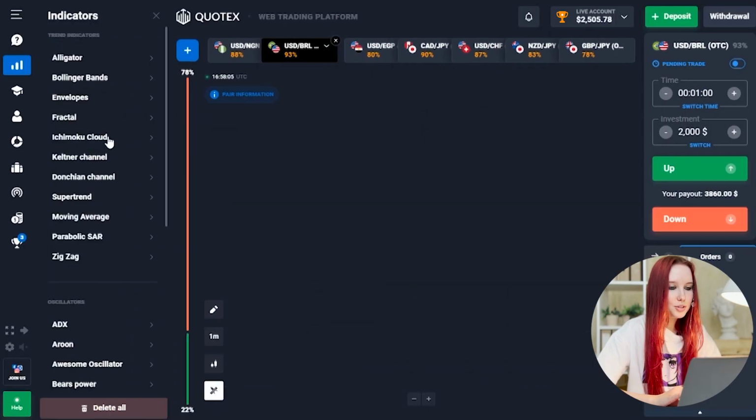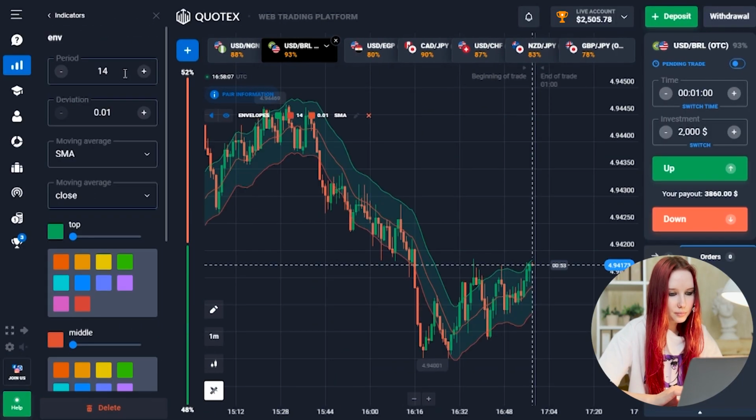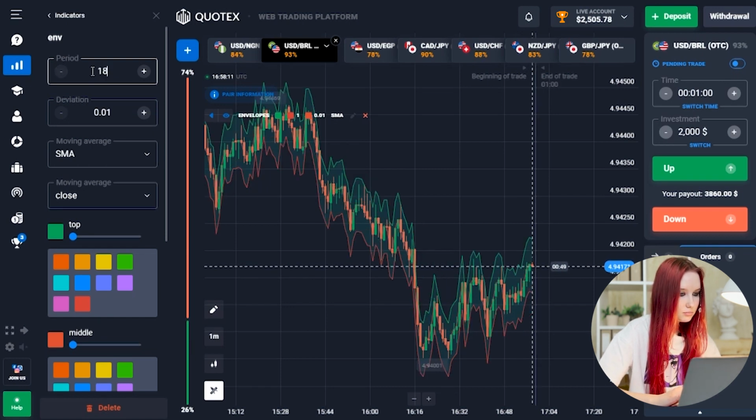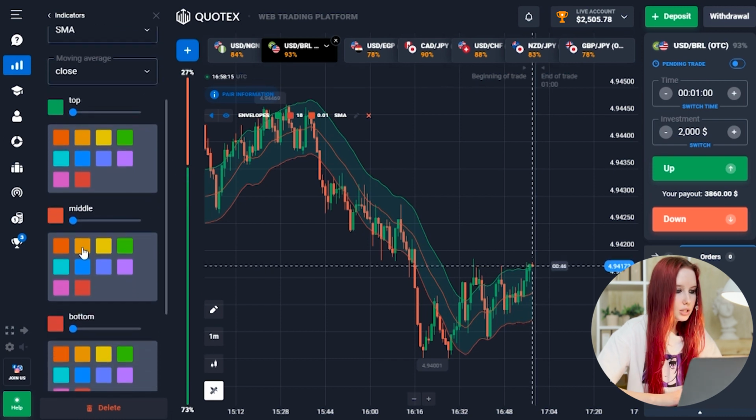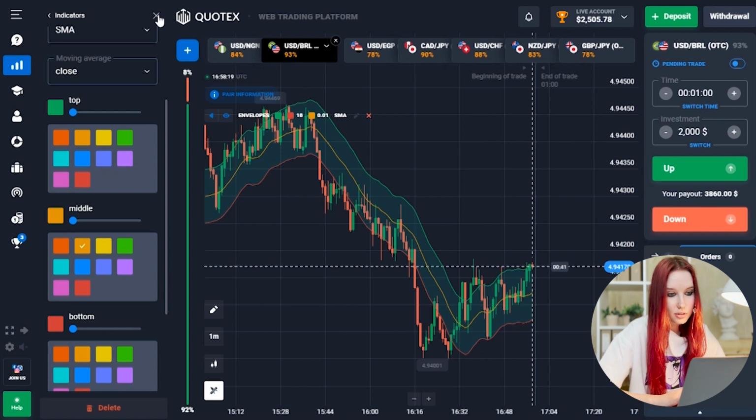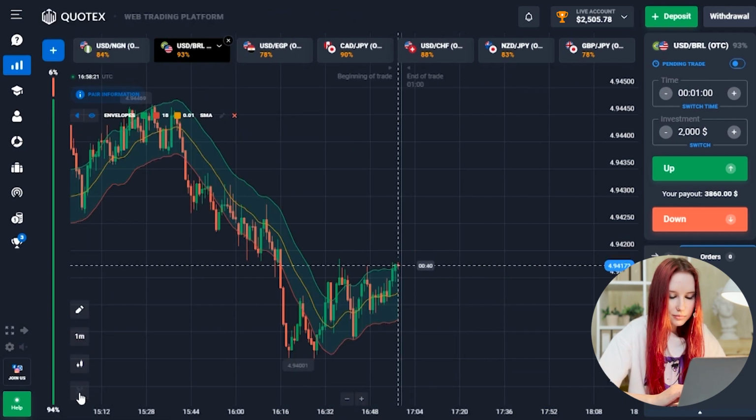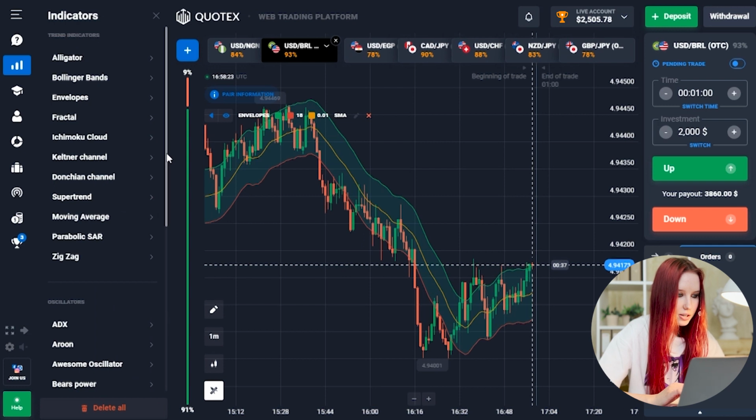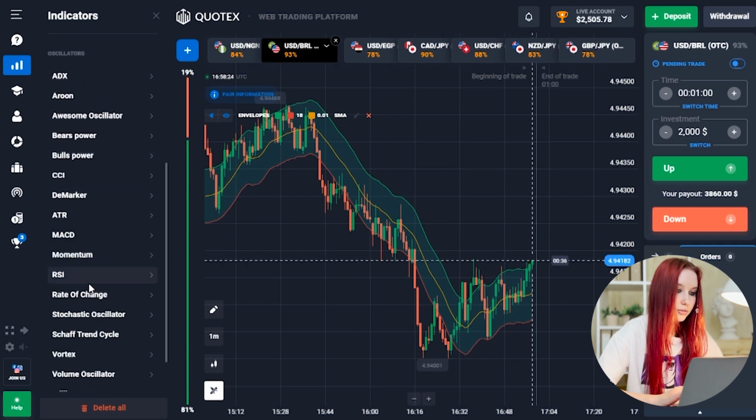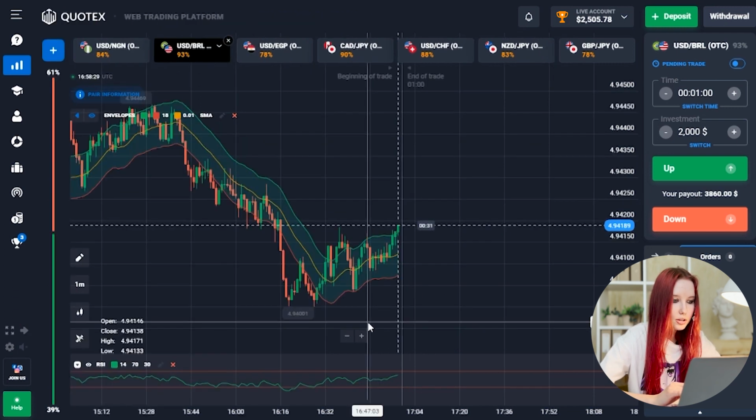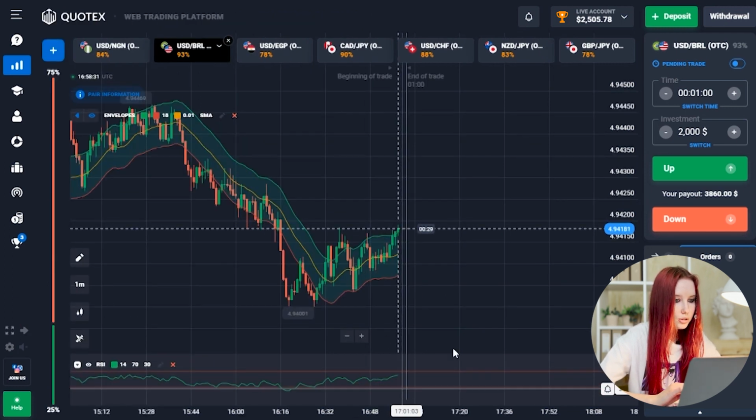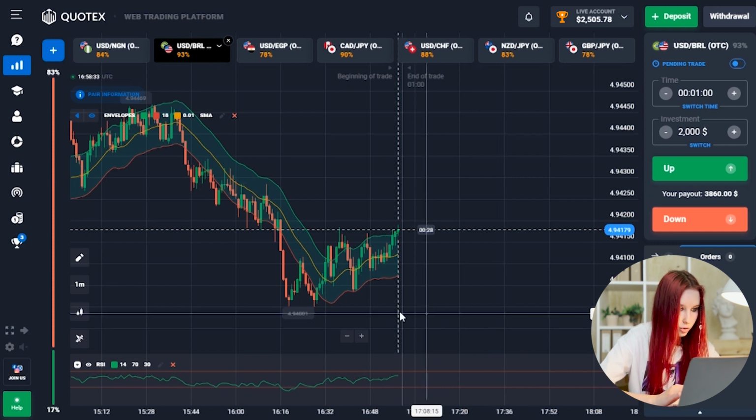And today I'm going to use the envelopes indicator. Here I want to change the period to 18 and I want to change the color of the middle line of this indicator to orange. It's my favorite. You can choose a different color, but I like this one. I also want to add the RSI indicator with its default settings. This indicator perfectly shows the overbought and oversold levels, so I also recommend you to use it in your trading.